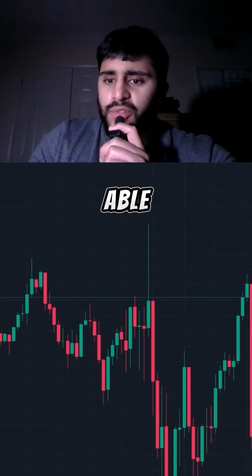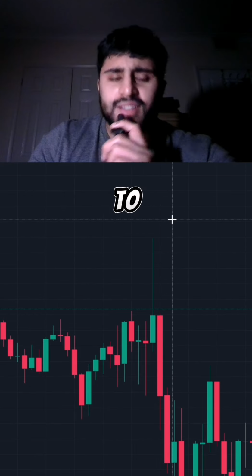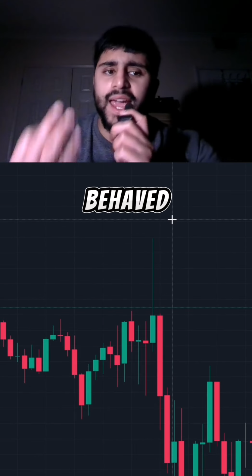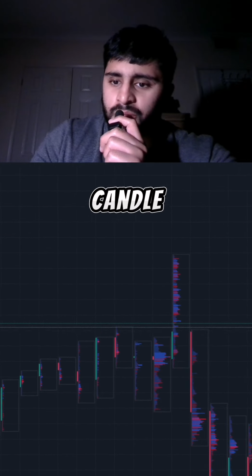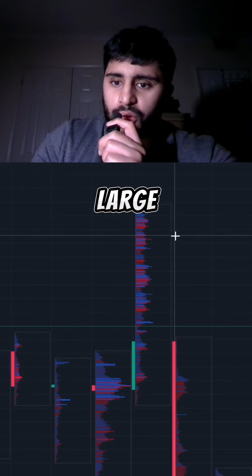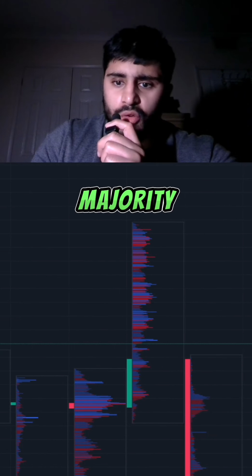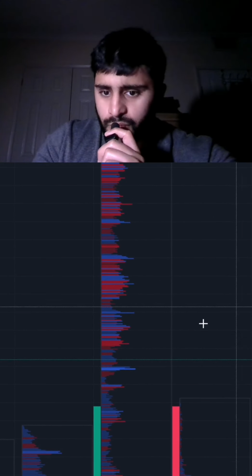But the reason you're able to catch these trades is because when we go over to the ATAS platform, I want you to understand how price actually behaved at this high of the day. So let's zoom into this candle. What we can understand just by looking at this is that we had a very, very large volume, and the majority of the volume was actually aggressive buying. And the reason we know it's aggressive buying is because we can read the volume and the delta pretty easily.